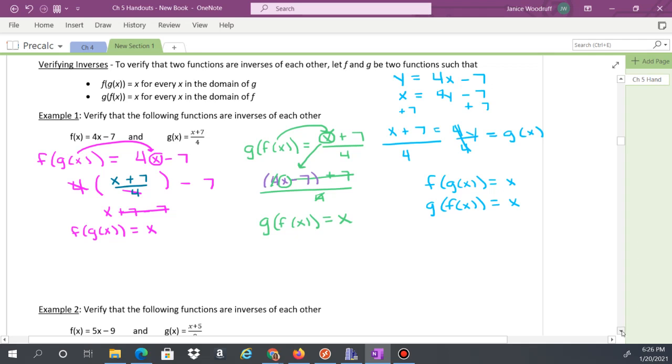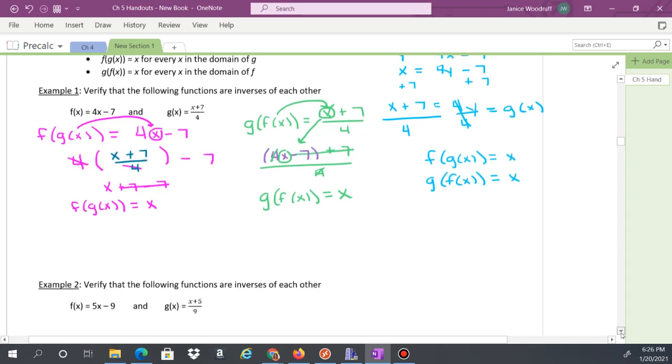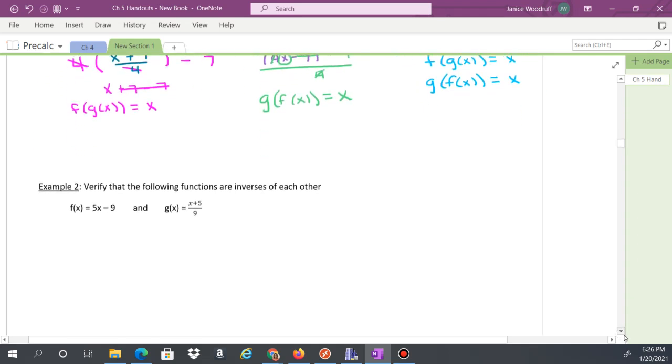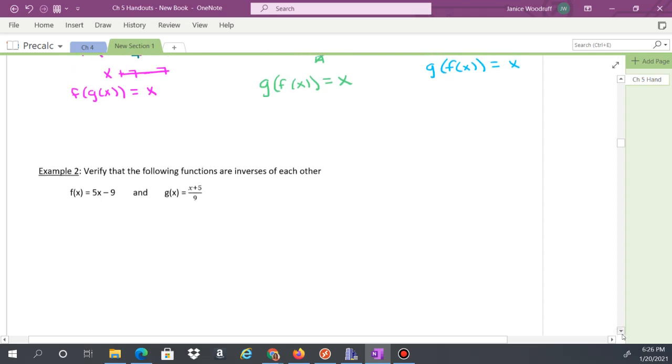So let's look at example 2. Let's see, are they inverses of each other? So let's just go ahead, let's find the inverse of f of x, see if it matches with g of x.